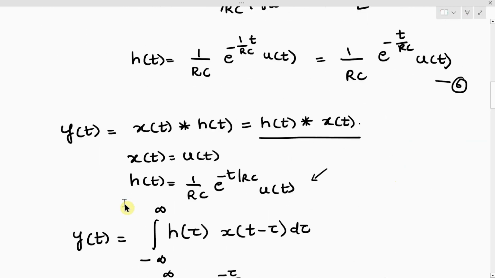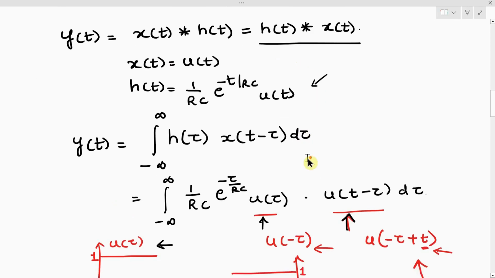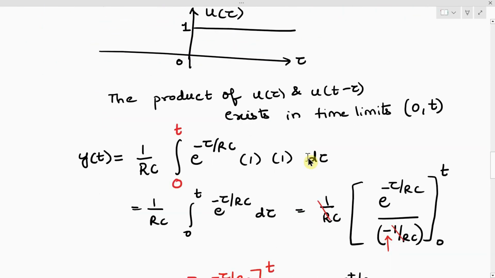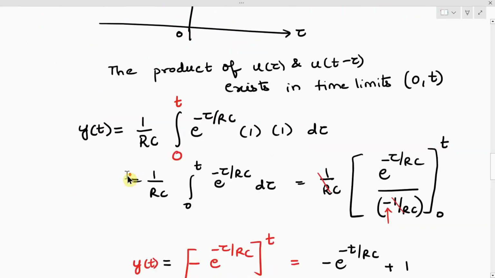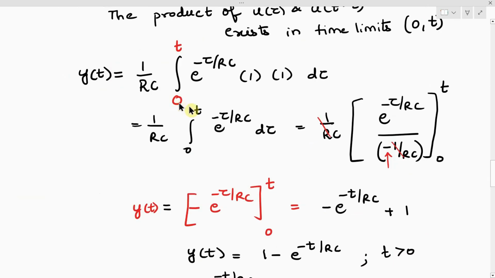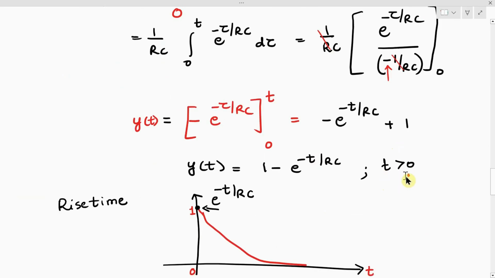Then we found the output by performing the convolution, and here the commutative property is applied so that I can make the simplification easier. Then after redefining the proper limits, we evaluated the output, and it is 1 minus e power of minus t by RC. Since the integration is evaluated from 0 to t, output is defined for t greater than 0.